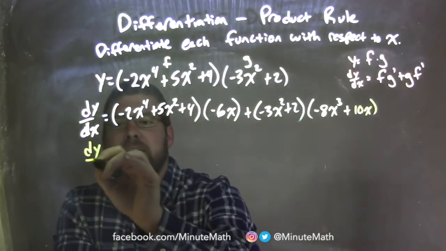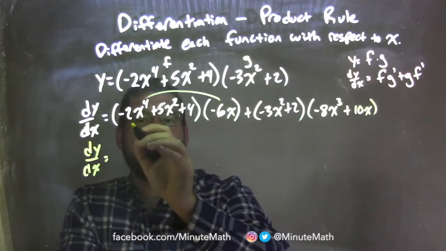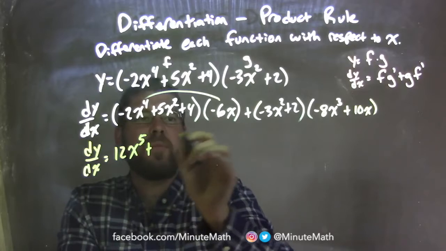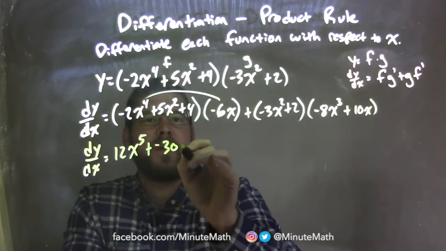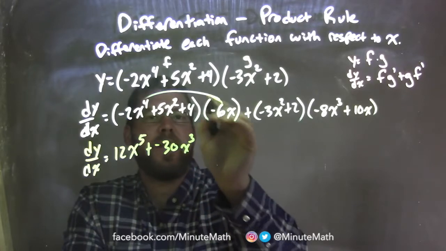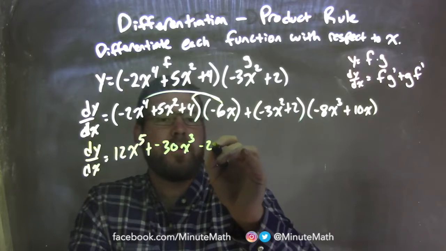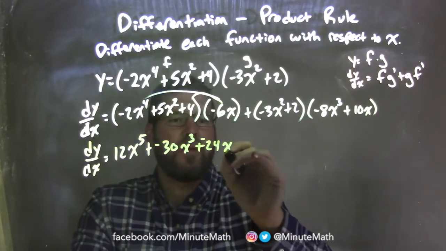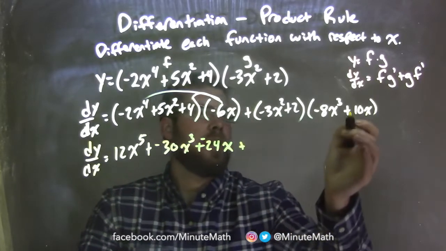So we have dy/dx is equal to, let's distribute, negative 6x times negative 2x to the fourth is a positive 12x to the fifth, plus negative 6x times 5x squared is a negative 30x to the third, and then negative 6x times 4 is a negative 24x. Let's make that a plus a negative, why not? Okay, negative 24x.